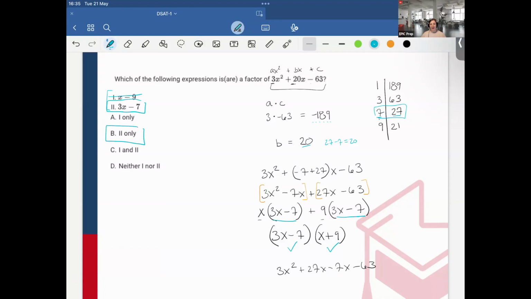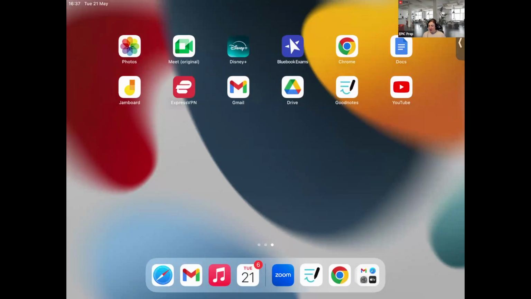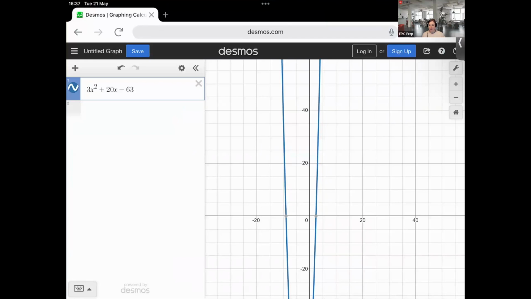So I know that was longer, more of a process to go through. The alternative method is to use Desmos. If I use Desmos, I'm basically looking for where the x-intercepts are. So go ahead, we'll type that into Desmos. I've already done that here.